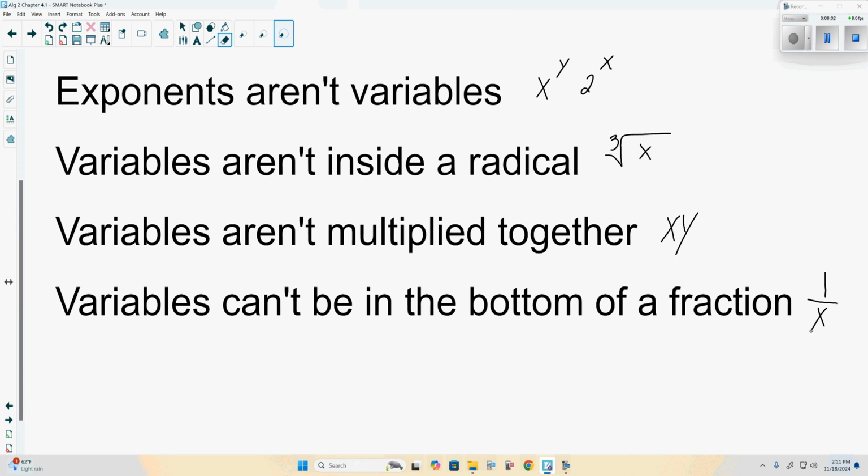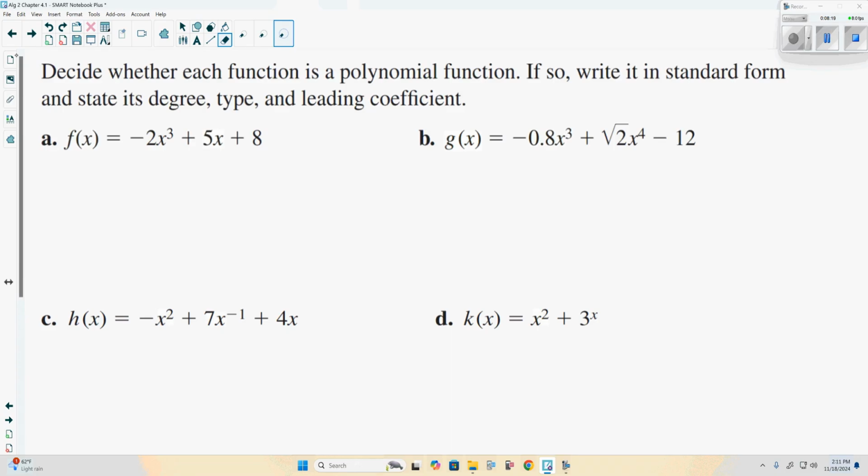All right. Questions on this so far? Are you ready for the first example? So we'll look at A here. First, we need to decide whether each is a polynomial function. If it is, we want to write it in standard form, state the degree, type, and leading coefficient.